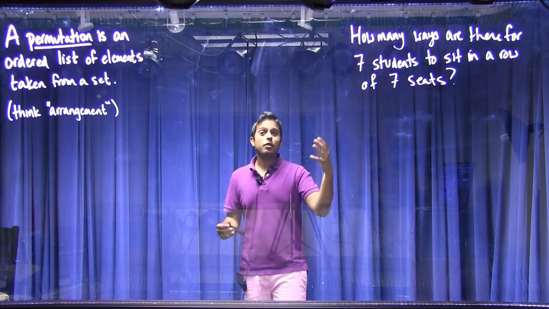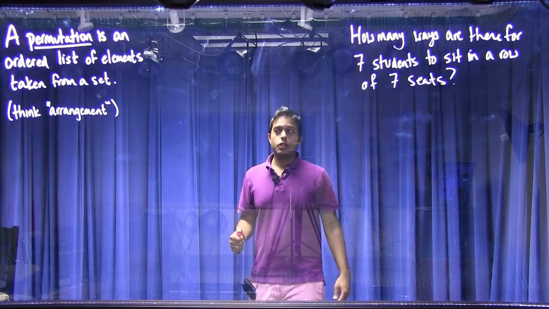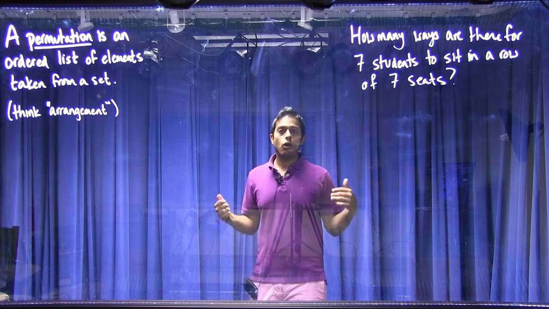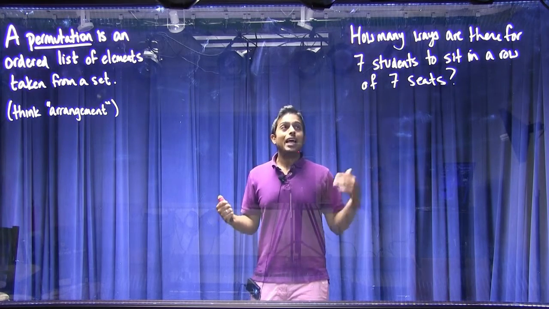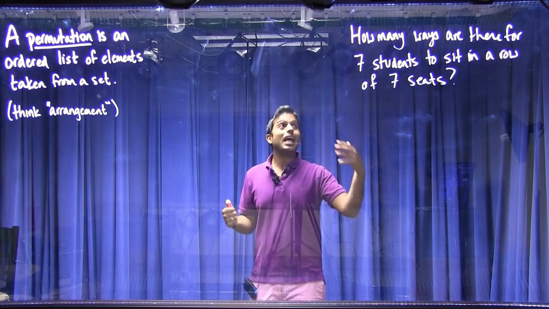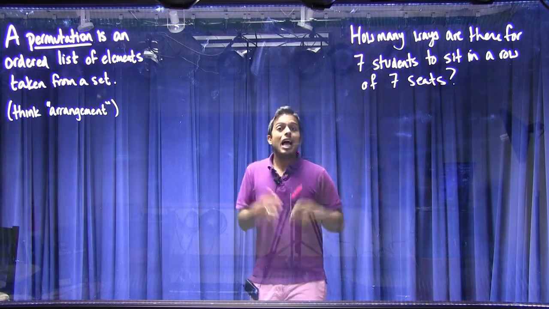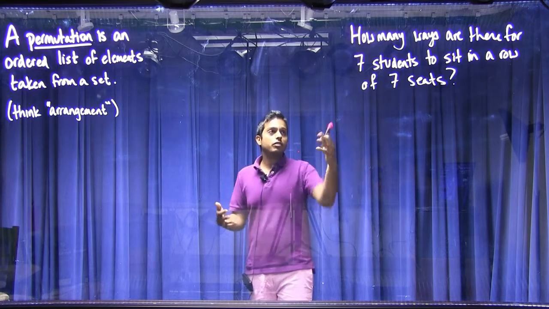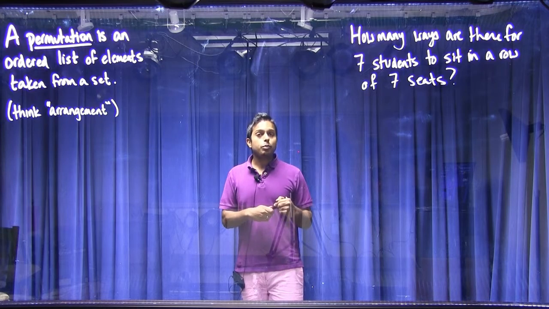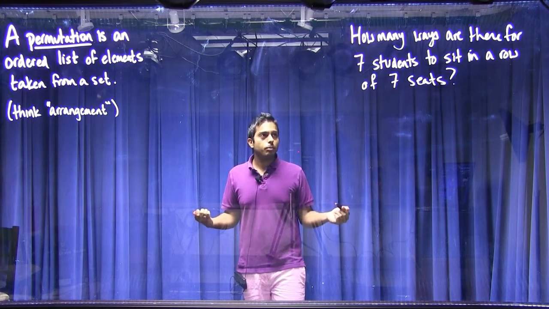If we increase the number of students and increase the number of seats, you can imagine that it would take a long time and be very difficult to list out all those possible permutations. And notice we don't even need to do that to answer this problem. Here we're just wondering how many ways are there, that is, how many permutations are there of 7 students sitting in 7 seats. So we can actually solve this problem using the multiplication principle.